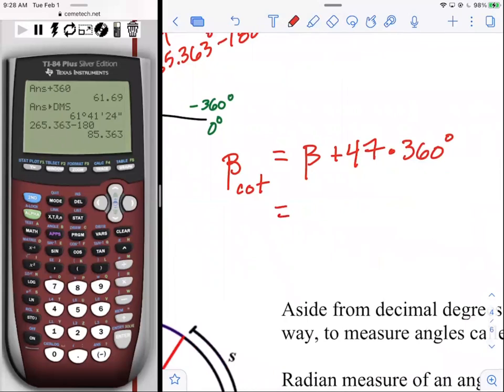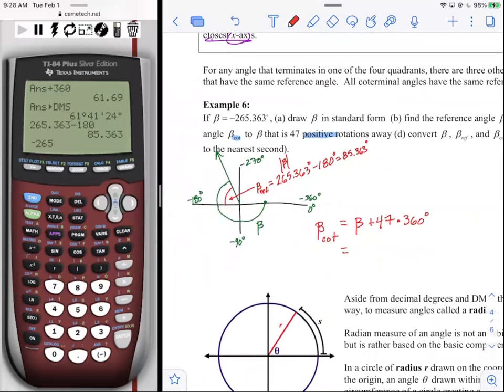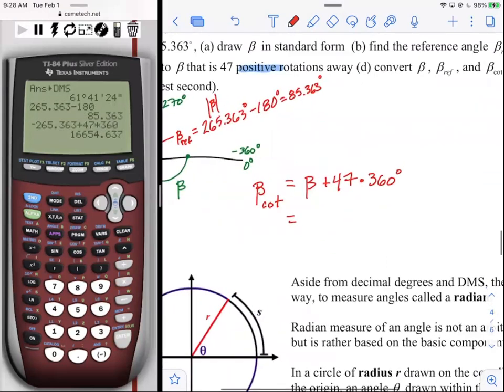So now we can go straight to the calculator. Negative 265.363. Why am I using the negative here and not the positive? Because it says it needs to be 47 positive rotations away from beta. All right. And so now I just say plus 47 times 360 and hit enter. And there it is. That coterminal angle is 16654.637 degrees. That one is certainly coterminal with our original angle.